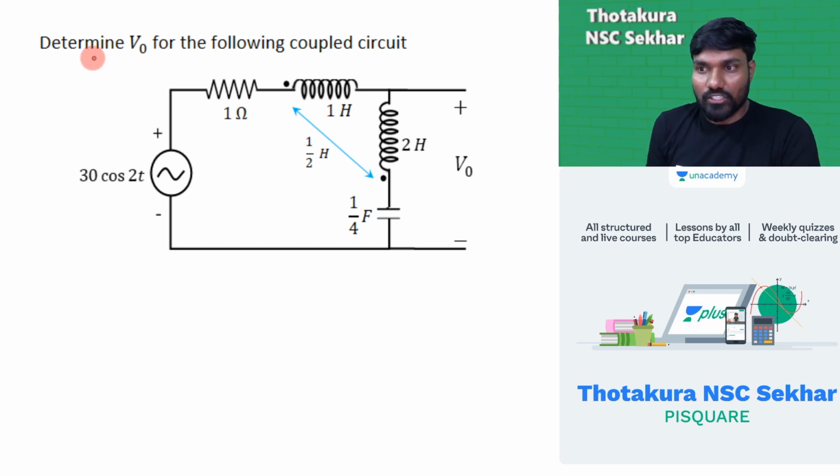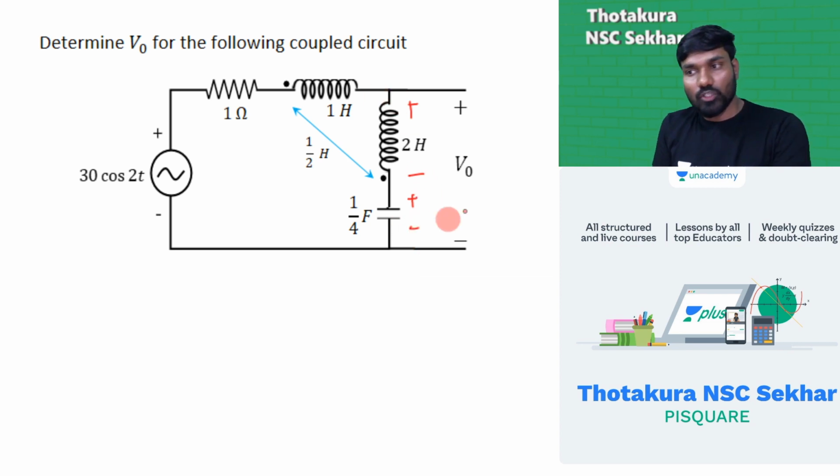Look at this. Determine V0 for the following coupled circuit. This is a coupled circuit, and you need to find V0. This is the V0 value. So how do you find this V0? First, find this current. V0 is simply the current into this entire impedance. Or else you have another way: this voltage plus this voltage will give you the total voltage V0.